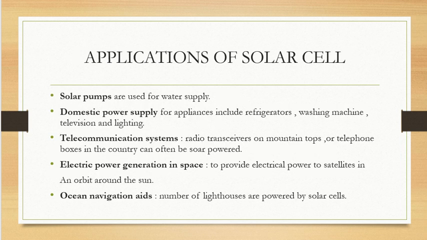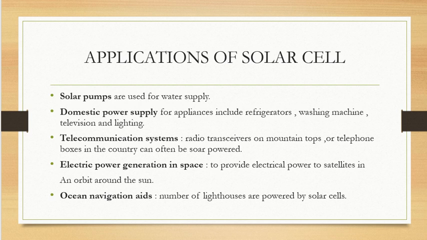Next, we're going to learn about applications of solar cell. Solar pump. These are used to water supply. Solar pumps are used in agriculture purpose, domestic purpose, to pump the water from one region to another region. Domestic power supply. With the help of solar cell, we can help in domestic power supply for applications include refrigerators, washing machine, television, and lighting purpose, which all we use the devices in our day-to-day lives.